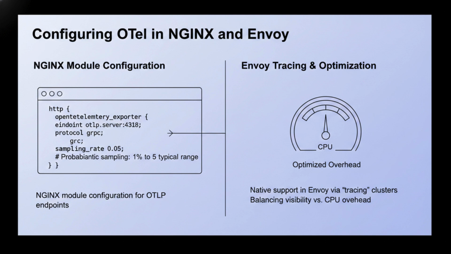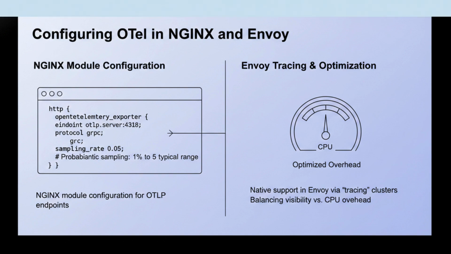A crucial decision here is the sampling rate. At massive scale, you cannot trace 100% of requests without significant overhead. Most architects choose a probabilistic sampling rate, such as 1% or 5%, which provides enough statistical significance to identify patterns without degrading the ingress's throughput. This balance is key to sustaining high-performance, ultra-scalable system designs.